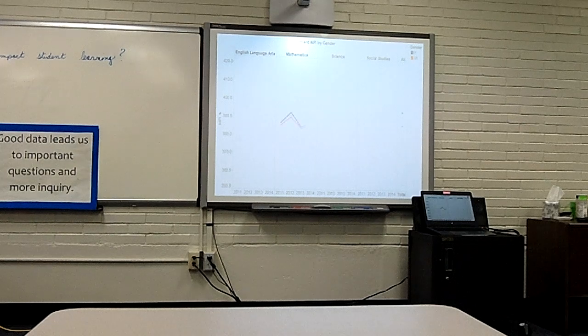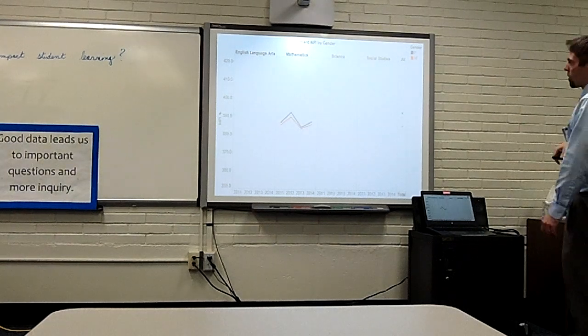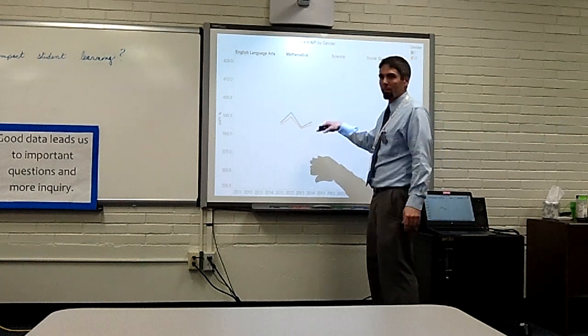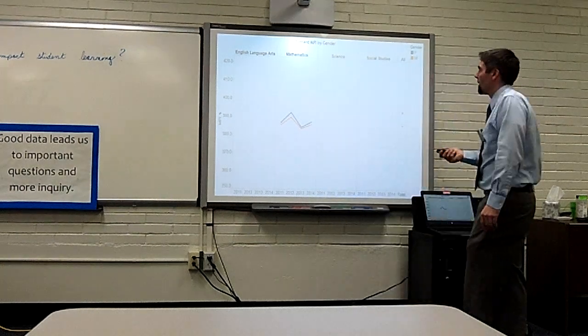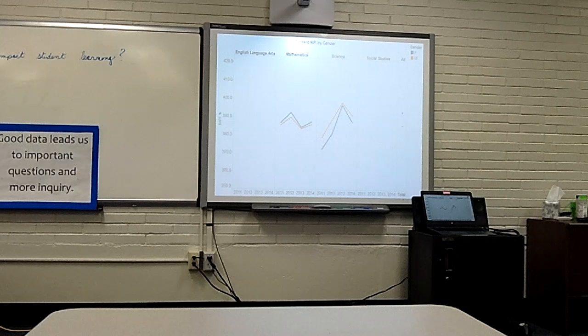Let's take a look. So we'll start with math. The blue is girls. The orange is boys. Science. Blue is girls, orange boys. Social studies. And English. You have 17 questions.